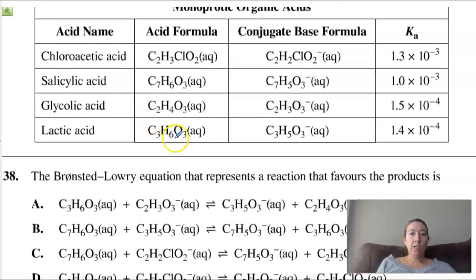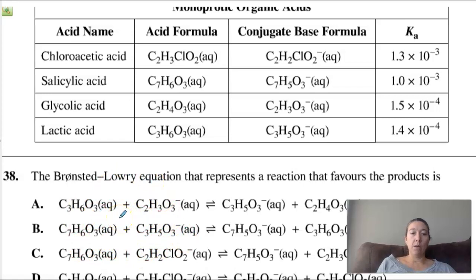Okay, here's another question. I'll let you work through this one, but same idea. Always check your Kas when they give you a question like this. Make sure that they're actually in the appropriate order, because sometimes they are not. In this case, they are, and I know that they are just by looking at the values of K. They're going from the bigger K to the smaller K. So I know that this is the strongest one and this is the weakest one. Same idea, this one's asking you which one favors products. So for it to favor products, I need to have my stronger acid over on the reactant side.